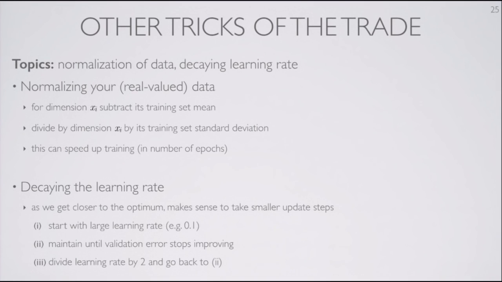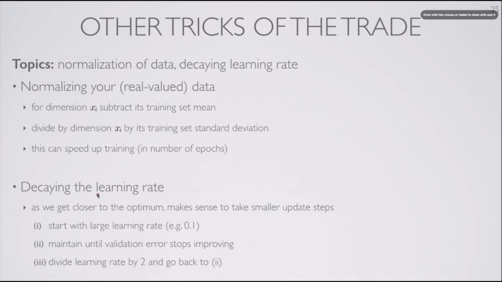A few more tricks of the trade. It's always useful to normalize your data. It will often have the effect of speeding up training. If you have real valued data, for binary data, usually keep it as it is. So what I mean by that is just subtract for each dimension the average in the training set of that dimension, and then divide by the standard deviation of each dimension, again, in my input space. So this can speed up training.